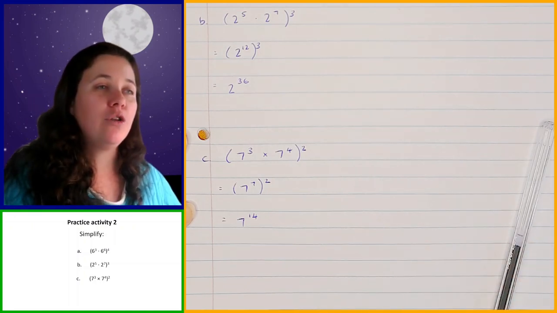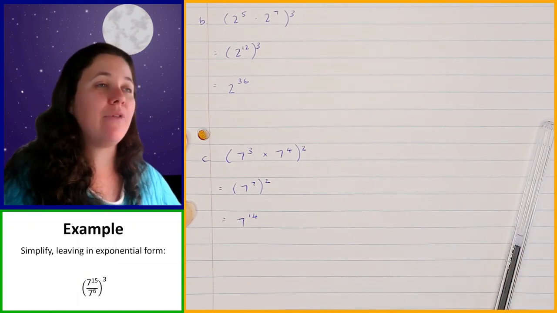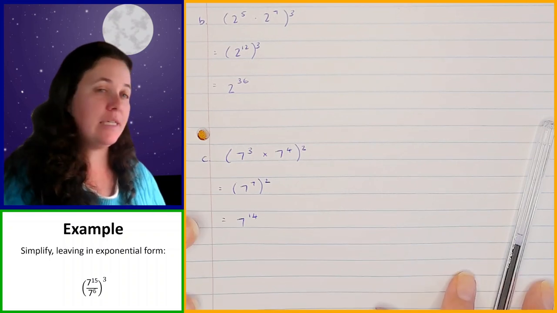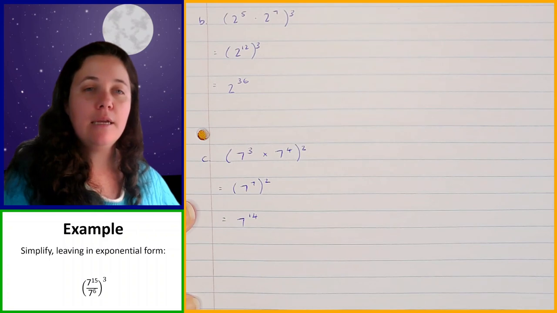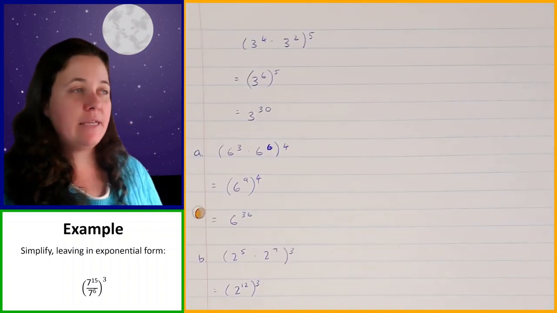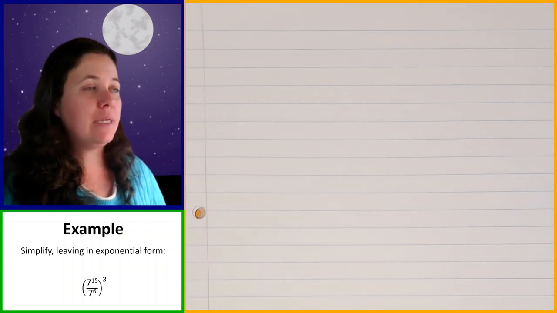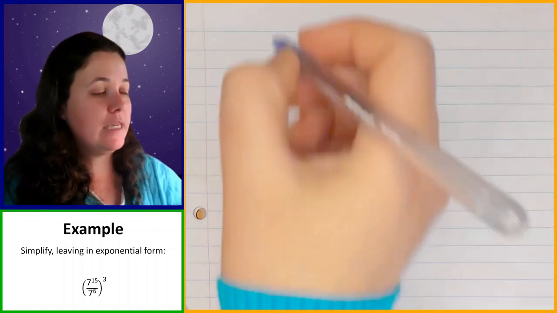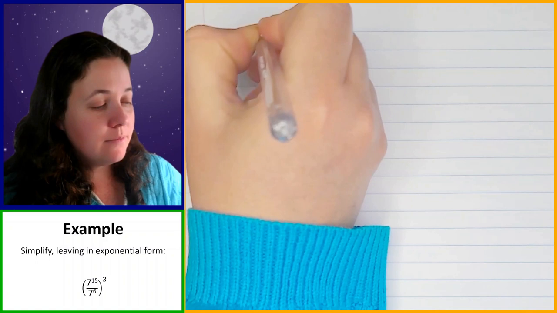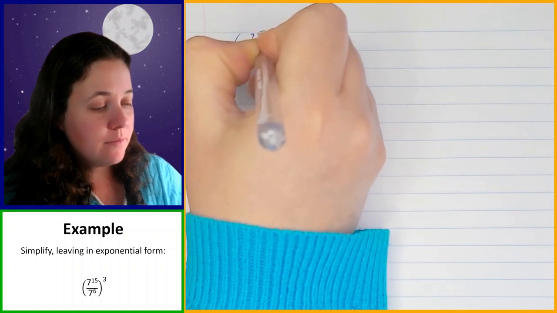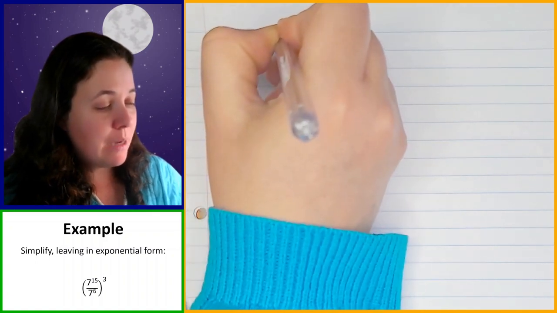Now we're going to go on to an example where we have a fraction. Okay, so in this example, I have got 7 to the power of 15 divided by 7 to the power of 6. Okay, so first of all, that is in brackets, and that is being raised to the power of 3.